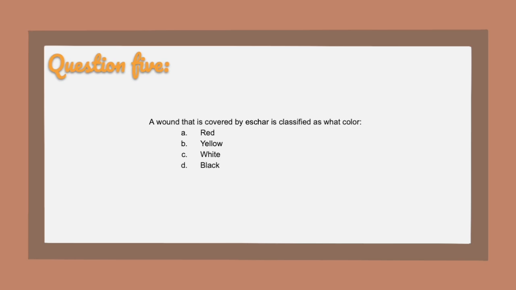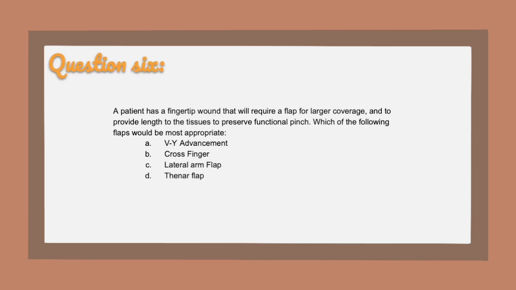Question 5. A wound that is covered by eschar is classified as what color? A. Red, B. Yellow, C. White, D. Black. Question 6. A patient has a fingertip wound that will require a flap for larger coverage and to provide length to the tissues to preserve functional pinch. Which of the following flaps would be most appropriate? A. VY advancement, B. Cross finger, C. Lateral arm flap, D. Thenar flap.